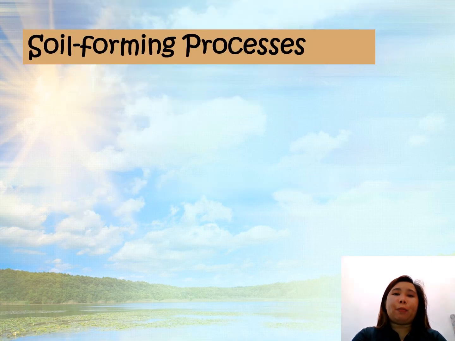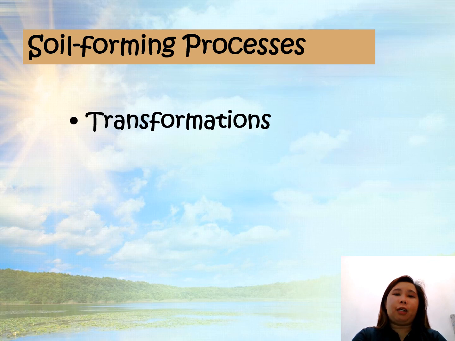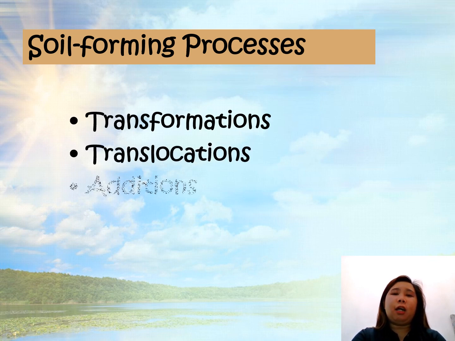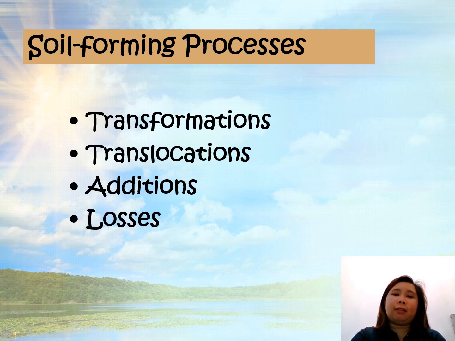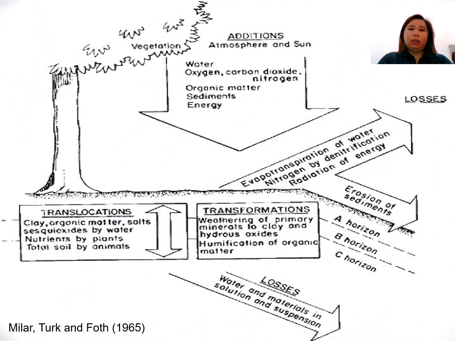There are four soil forming processes, and these are transformations, translocations, additions, and losses. This is a diagrammatic representation of the four soil-forming processes. Now for transformations: transformation involves weathering of primary minerals to clay and hydrous oxides. It also involves the humification of organic matter.